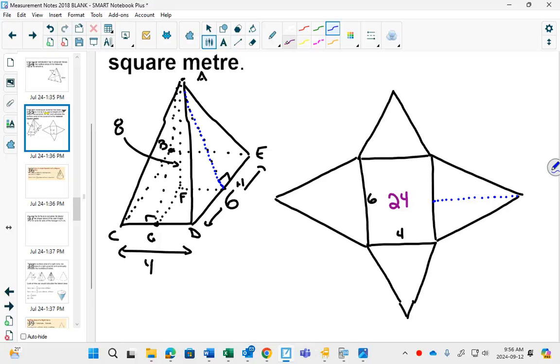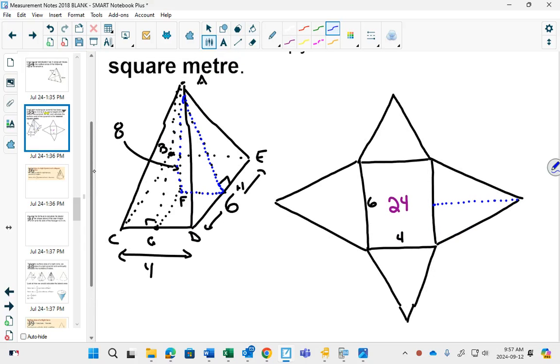So now I'm going to have to go back to some grade 9 math to figure this out. With that blue line, I'm going to connect it over to here and up to here. And I want you to notice that that makes a right angle triangle. And in that right angle triangle, you know both of the legs, which are the sides of a right angle triangle, but not the hypotenuse, which is the blue line on our net that we want to find.